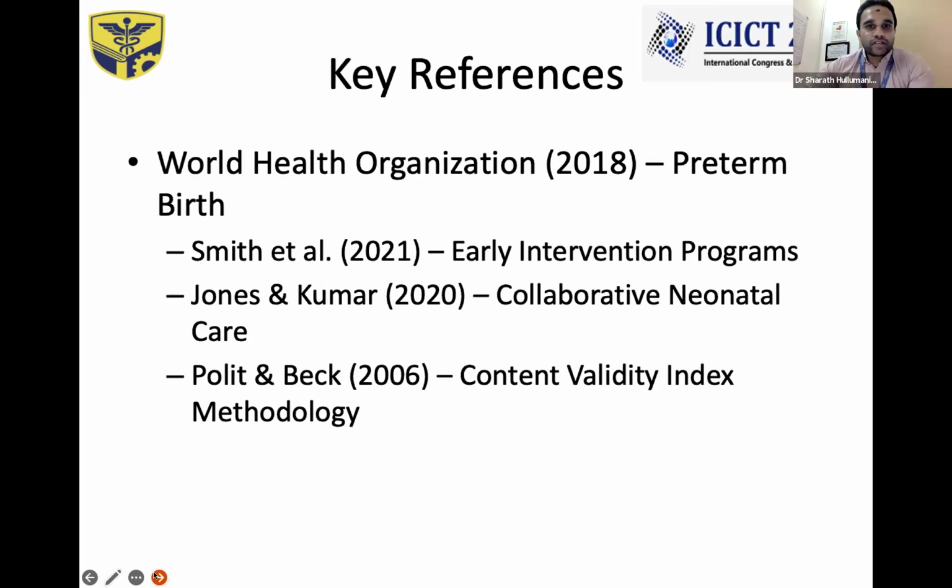So these are the references I took: from the WHO, the 2018 preterm birth report. These are the three main references: Smith et al., early intervention programs and collaborative neonatal care from Johnson and Kumar 2020. And the content validity index I took from Polit and Beck. This entire module is taken and calculated according to this article by Polit and Beck.